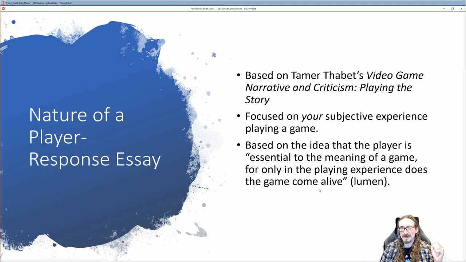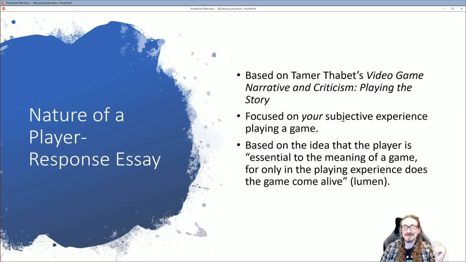By the way, he's basing his theory on something called reader response theory. So this same theory could apply to a work of literature, a movie, a film, whatever. You just happen to be talking about video games here. Now, the key to this theory is that it's focused on your subjective experience. So we want to know not just what a player can expect, but what happened to you as you played this game, and how do you feel about what happened? Why did you make the choices you did during the game? So it's a very subjective, personal account.